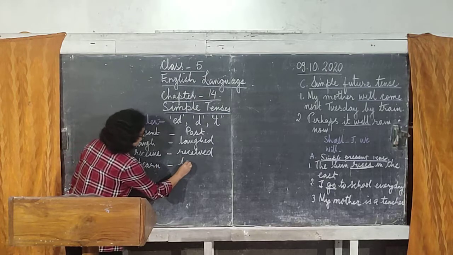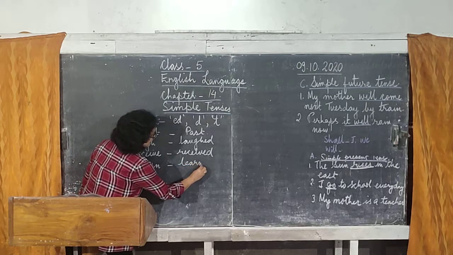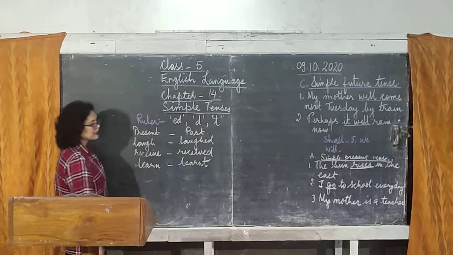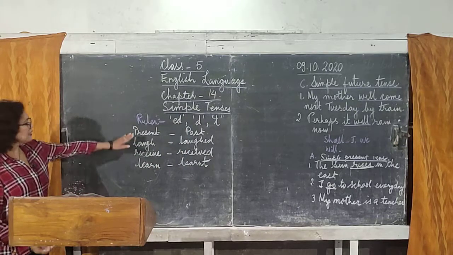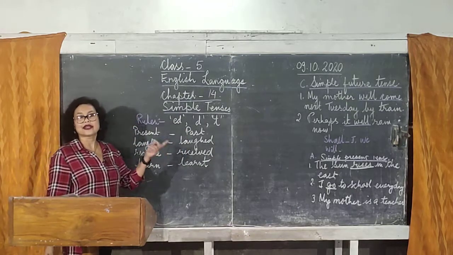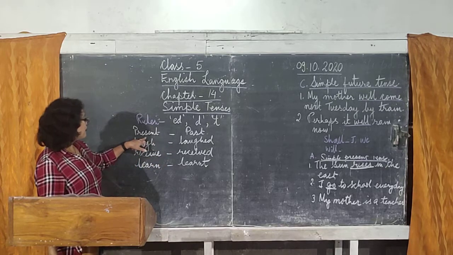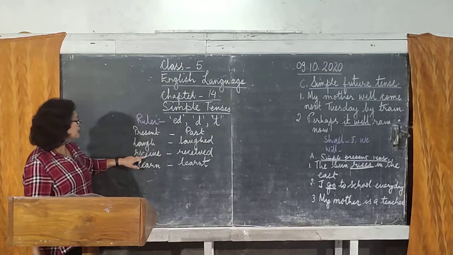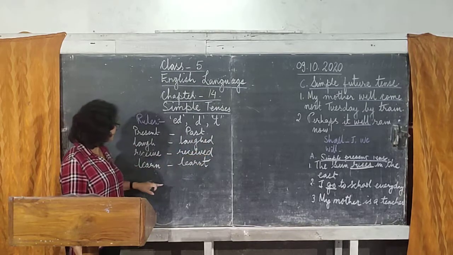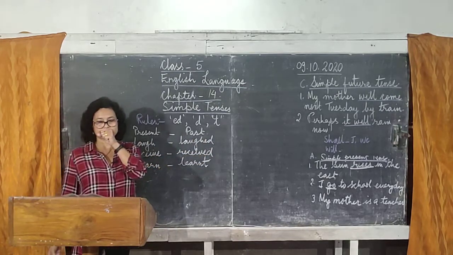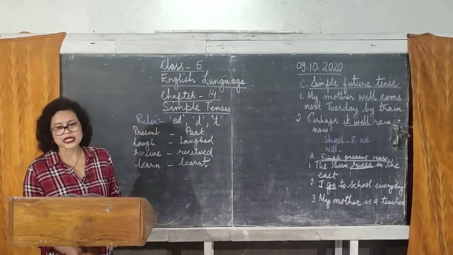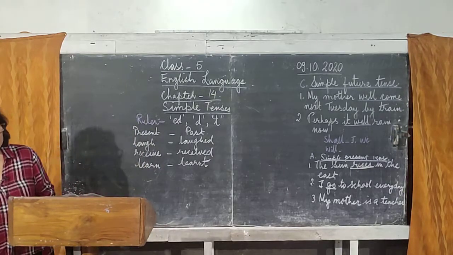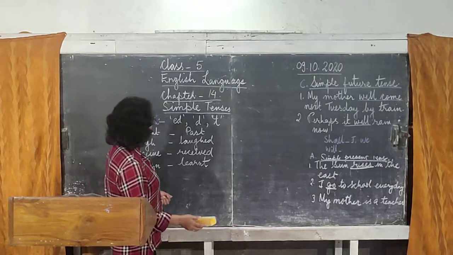L-E-A-R-N. If you just add T, it becomes past tense. See, if you know the rules, I told you it's very easy to change present and past. Laugh, ed, laughed. Received, just add d, received. Learn, learned. But some verbs change by changing the inside vowel of the present tense.